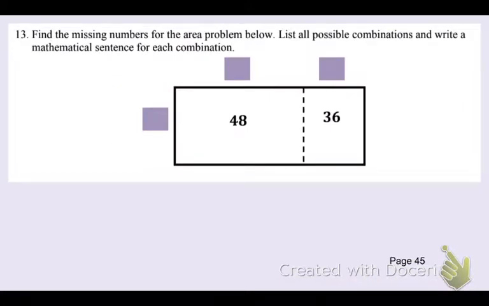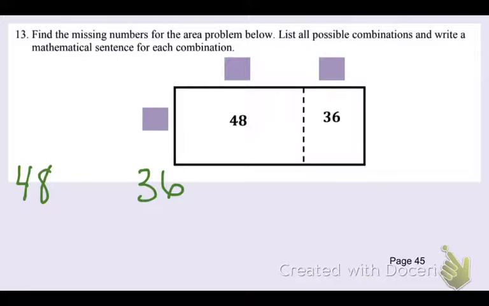All right, I am on page 45 now. 45, number 13 says, find the missing numbers for the area model below. List all possible combinations and write the mathematical sentence for each combination. We're going to skip the list all possible combinations, and we're going to just find the combination with the GCF that I was talking about earlier. So we're finding the greatest common factor of the numbers 48 and 36.